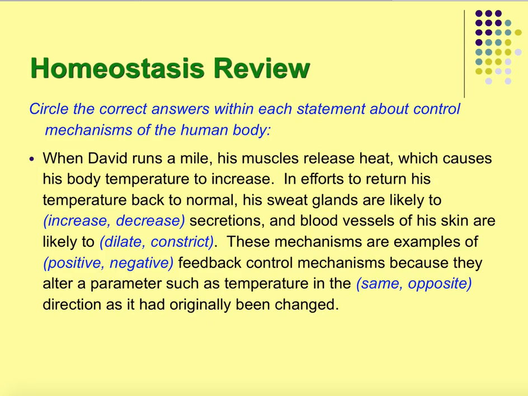So let's quickly review homeostasis. When David runs a mile, his muscles release heat, which causes his body temperature to increase. In efforts to return his temperature back to normal, his sweat glands are likely to increase secretions. So he's hot, we want to lower body temperature, so his sweat glands will increase secretions. Blood vessels of his skin, his cutaneous blood vessels, are likely to then dilate. And these mechanisms are examples of what kind of feedback? It would be negative feedback because they alter parameters like temperature in the opposite direction as it had originally been changed.